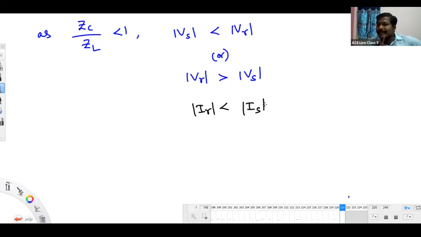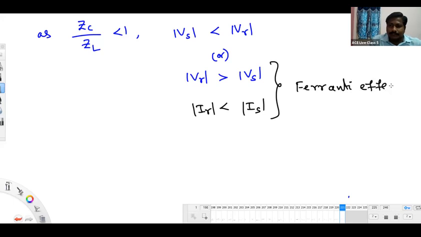What are we going to say for this effect, if this mod VR value, means receiving end voltage magnitude, is greater compared to sending end? What are we going to say for this one? This we will call as the Ferranti effect. That we call as the Ferranti effect in the transmission line.